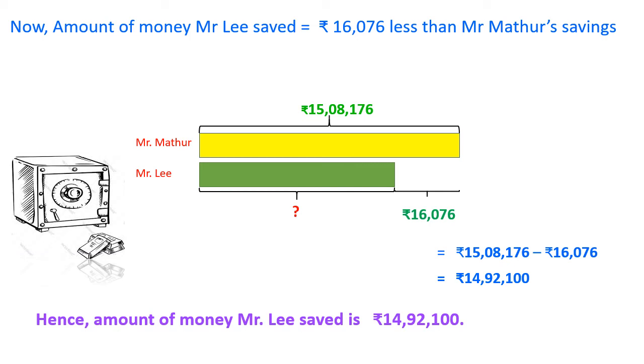At first, we used the addition operation where we added two numbers. And then in the next part of the question, we used the subtraction operation where we subtracted two given numbers. So in this way, in a given word problem, we can solve using two operations one after the other. Now let's move to the next question.